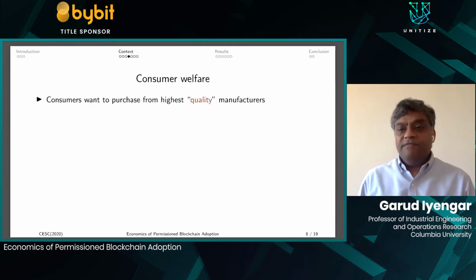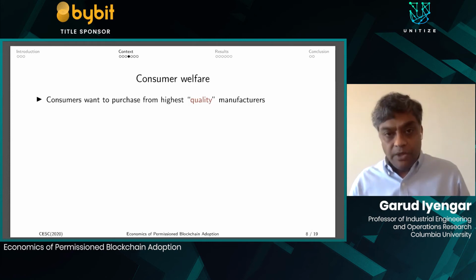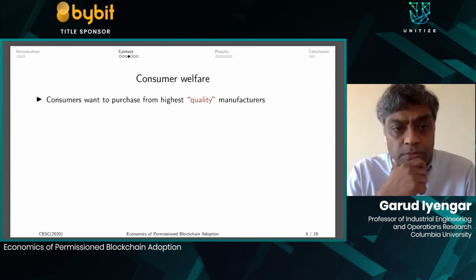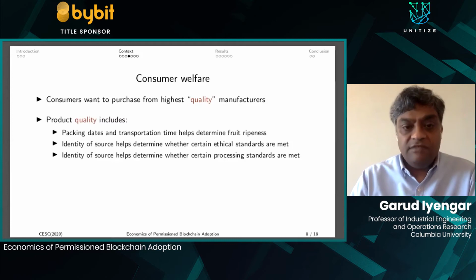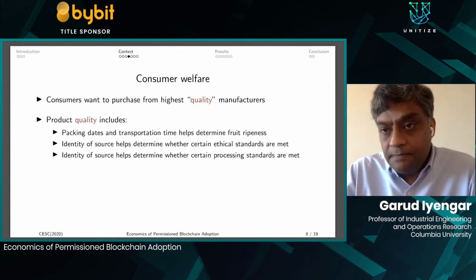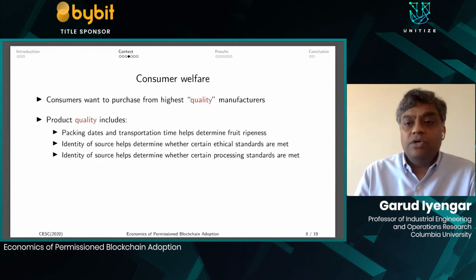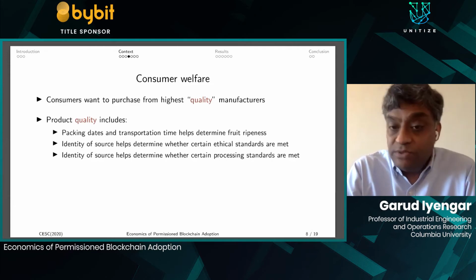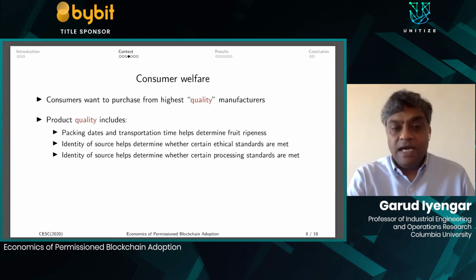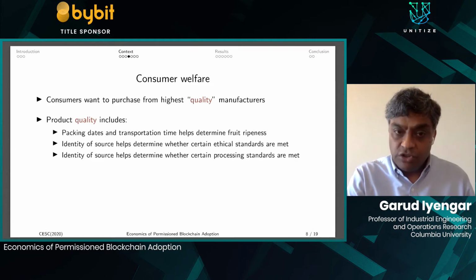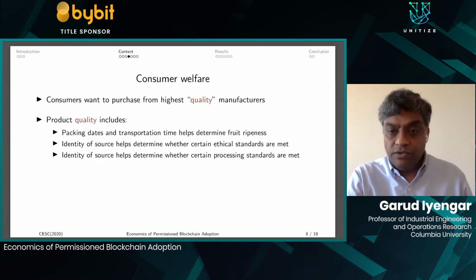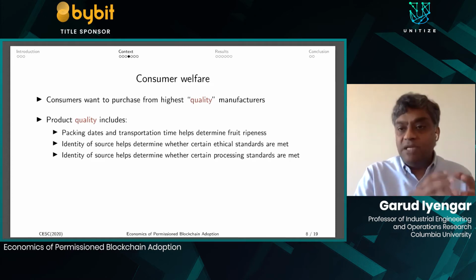All right, so before we talk about manufacturers, we're going to jump further down the network and look at consumer welfare. Consumers want to purchase from the highest quality manufacturers. And quality here does not mean defect, because if there were defects, the manufacturer would not have sold that item at all. Product quality here includes information like packing dates and transportation times. Some manufacturers might be better at keeping fresher fruit. Identity of the source can determine whether ethical standards are met. So some are able to provide you this information better. Others are able to provide you information about processing standards and so on. So that's what we mean by quality.